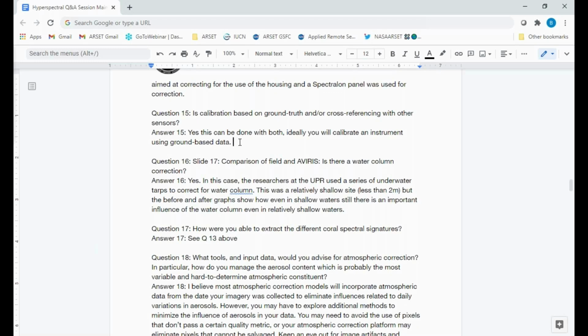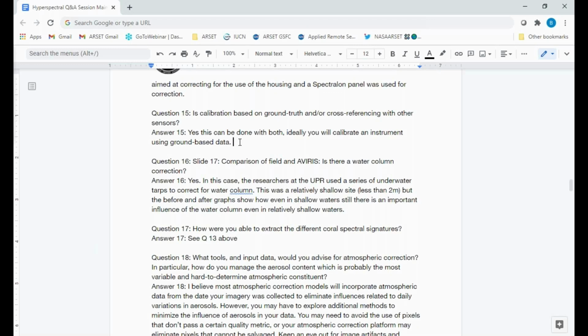Comparison of field and average zero water column correction. In that case, which I mentioned, and this is a case that I also mentioned a few months ago when we did the remote sensing for coastal ecosystems webinar, I actually went a little bit deeper into the details of water column correction during that particular webinar. So I encourage you guys to see it if you have the time.